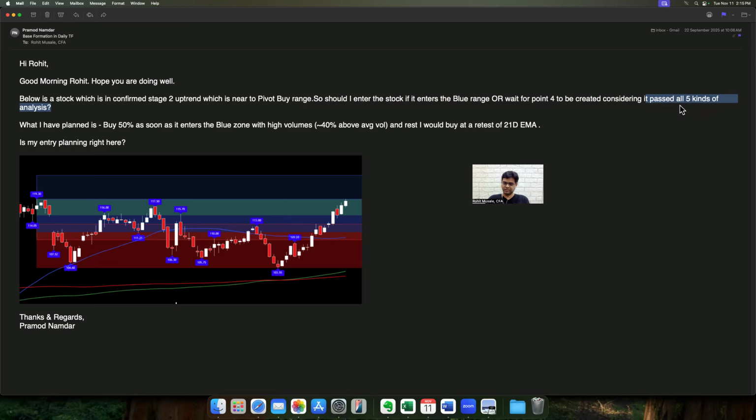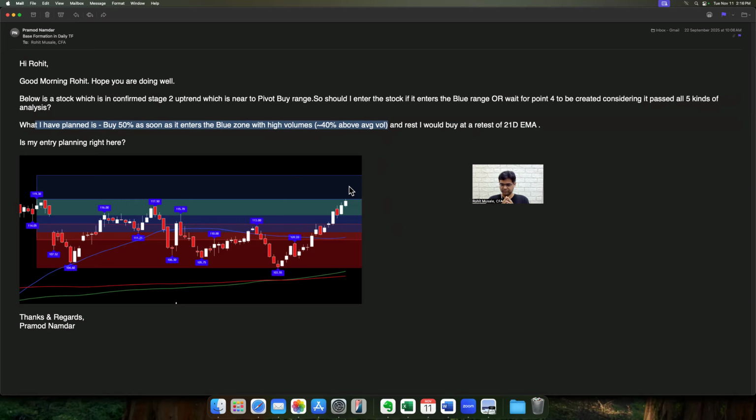When he says 5 kinds of analysis, he's talking about liquidity analysis, comparative analysis, technical analysis, fundamental analysis, and market analysis, in that order. Okay. What I have planned is buy 50% as soon as it enters the blue zone with high volume, 40% above average volume. So he's saying that as soon as the stock enters the blue zone, he will buy 50%.